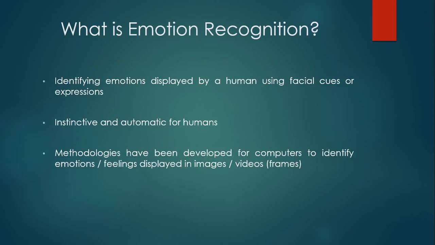Emotion recognition is simply identifying human emotions displayed using facial expressions. This process is natural for us humans, but to make computers understand emotions, various methods and algorithms are required. Computers can now identify emotions displayed in images as well as videos using frames.